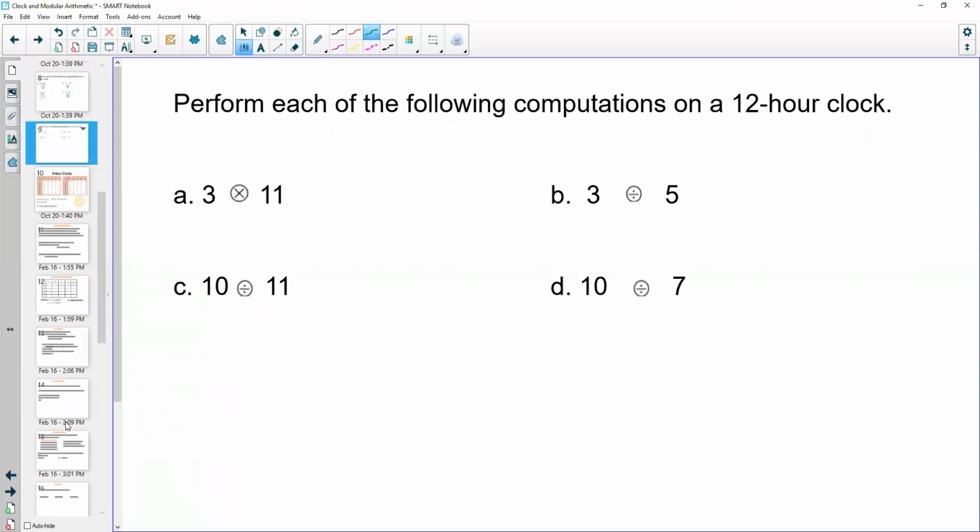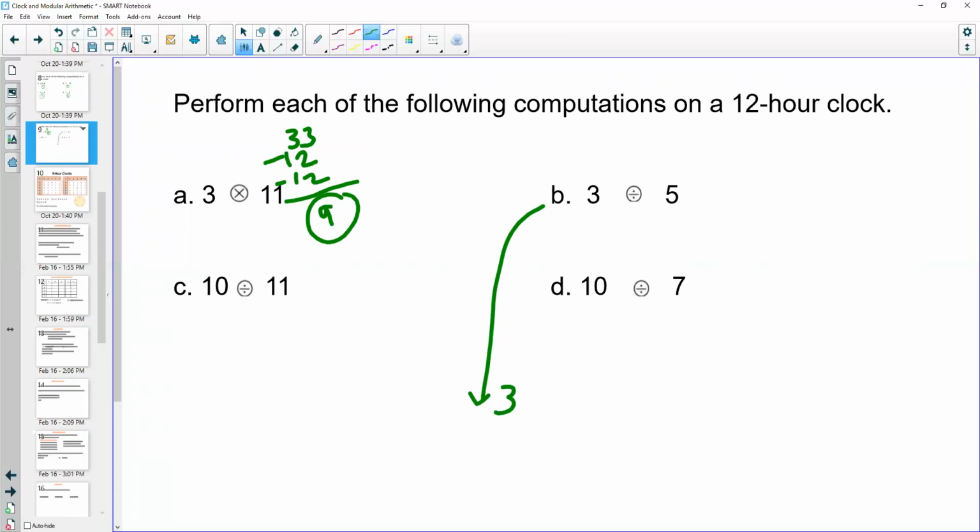All right, let's do some others. 3 times 11. Well, let's think. 3 times 11 is 33. So one of the ways without actually counting all the way around the clock to do this is to think about taking away 12s. I can take away 2 groups of 12, 24, gets me to 9. So the answer here is going to be 9. So whatever is left at the end, when I can't take away any more 12s. We're going to do B over here on the side. For whatever reason, I didn't give myself very much space.